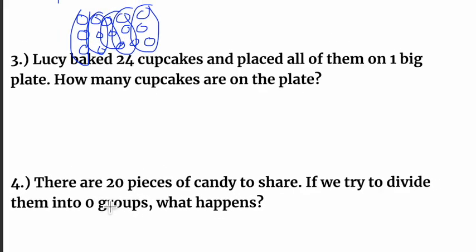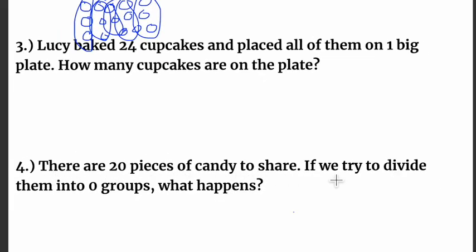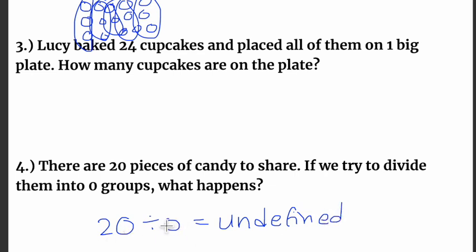Let's do number 4. There are 20 pieces of candy to share. If we try to divide them into 0 groups, what happens? Let's write this as an equation. So start off with 20 and we divide it by 0. What would that equal? Well, we can't do it with counters because how do we make groups of 0? It wouldn't make sense. And if we tried using the adding method, we start off with 0 and keep adding 0, it would just be 0 forever. So the way we write the answer is undefined. Basically, division by 0 isn't allowed ever.